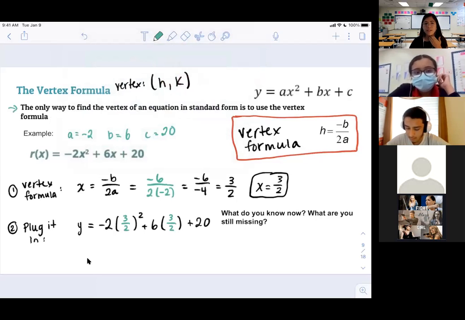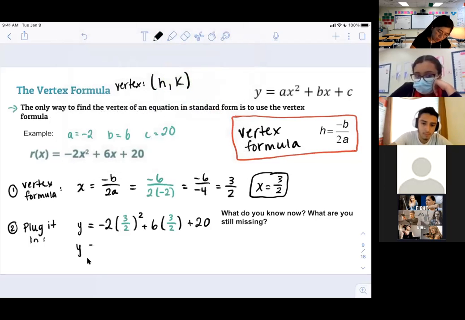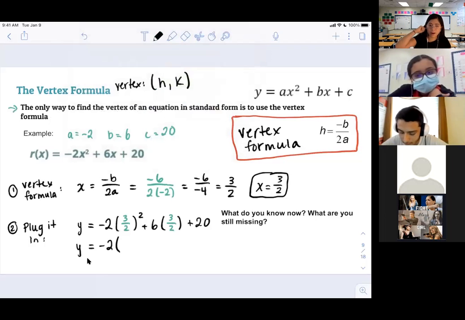Okay, I want you guys to write this down in your notebook. Here we go. What do I do first? Exponents, parentheses, multiplication. Exponents first. Yeah, you're right. So if I'm doing 3 over 2 to the power of 2, that means the numerator and the denominator get put to the power of 2. So what do I end up with?